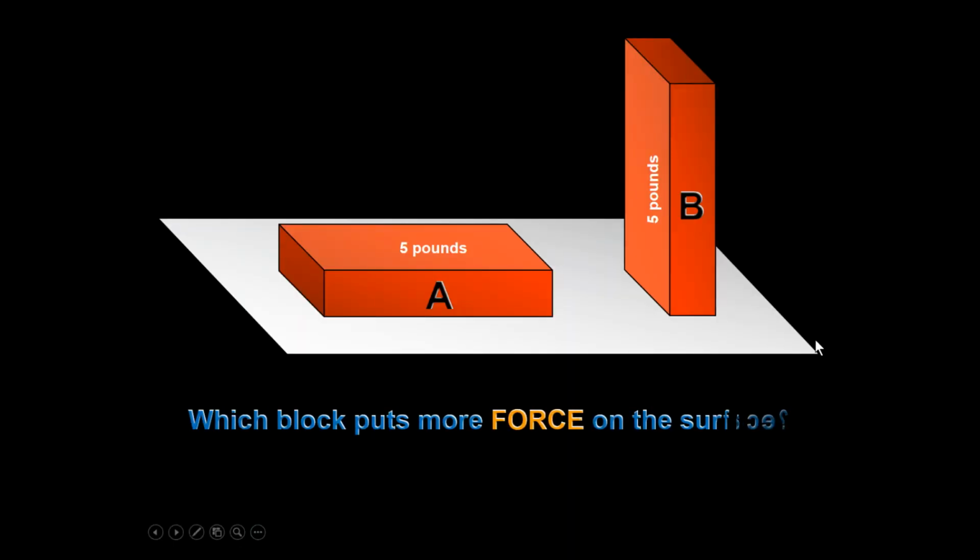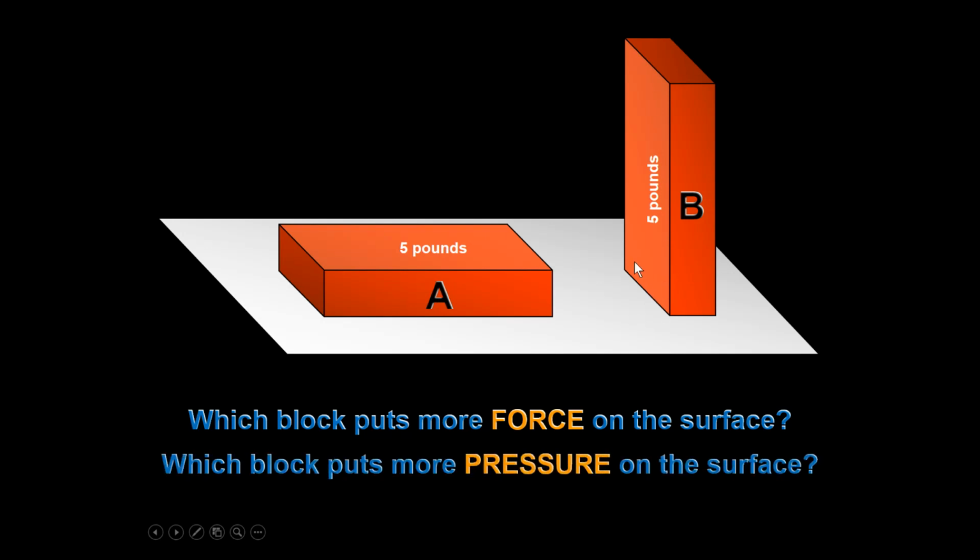Now, let's just remind ourselves about pressure in general. If this brick is 5 pounds and that brick is 5 pounds, which brick puts more force on the surface? The answer is the same, because both put 5 pounds of force. But this brick is touching the surface in a much smaller area, so we've got 5 pounds concentrated into a small area. That's going to be a lot of pressure. And so pressure was defined as how much force there was per area.